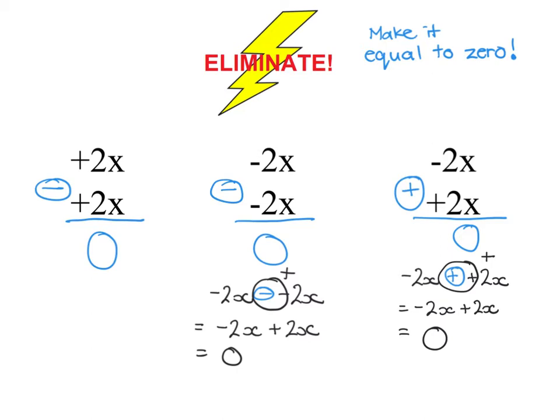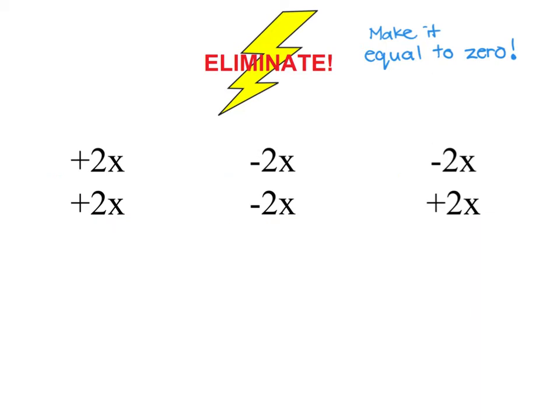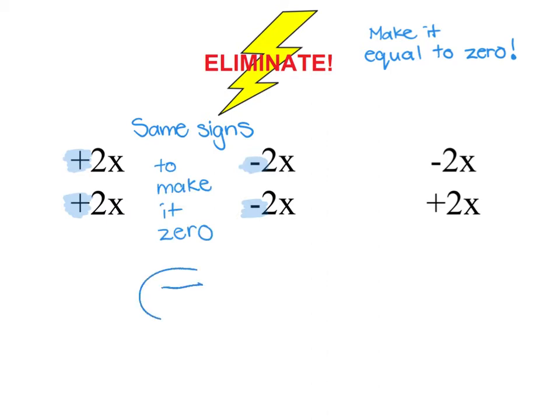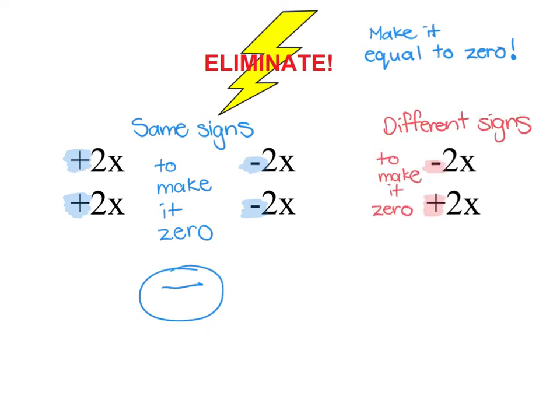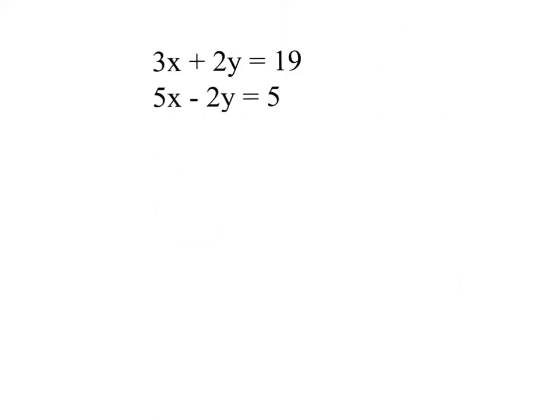Now, if you're finding this difficult to remember, let's use a shortcut. Whenever the signs are the same and the variables and coefficients are the same, to make it into 0, you actually subtract it. Now, if the signs are different, and again, coefficient and variable are the same, to make this equal to 0, you're going to add it. So remember, same signs, you subtract. Different signs, you add.